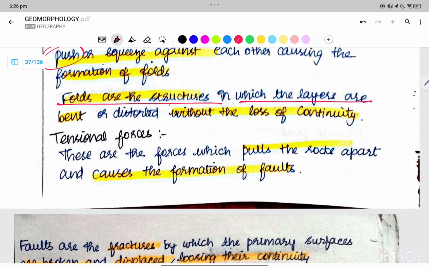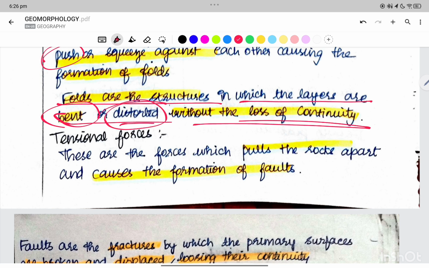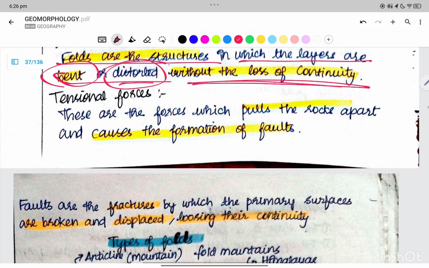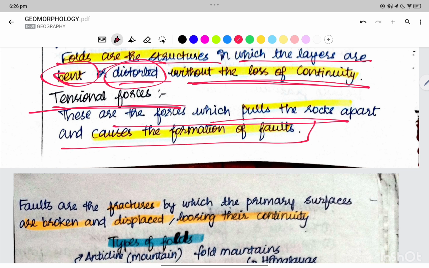Folds are structures which are layers of bends. They are distorted without the loss of continuity. Now, tensional forces. The tensional forces are the ones which pull the rock apart from each other, causing the formation of the faults.